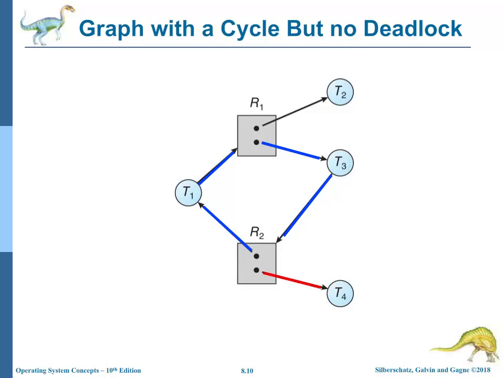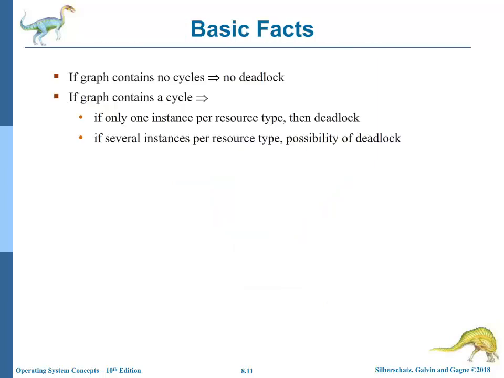Thread T4 may release its instance of resource type R2. That resource can then be allocated to T3, breaking the cycle. Similarly, T2 can also release 1 instance of R1, and this instance can be allocated to T1 to break the cycle. In summary, if a graph contains no cycles, that means no deadlock.